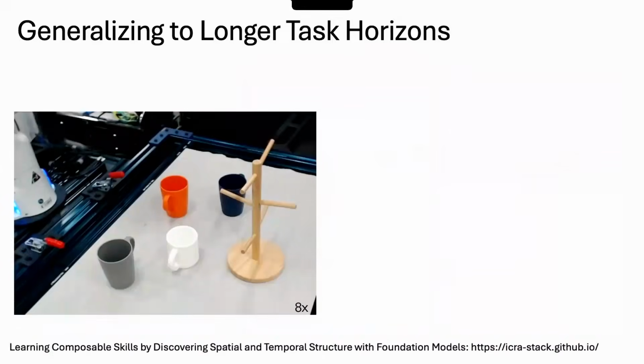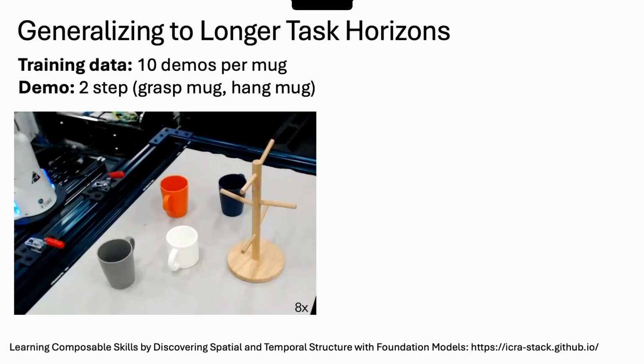Here is an extended version of the mug tree hanging experiment that we see in the very beginning of the talk. So here we're collecting some data to hang different kinds of mugs onto this mug tree. And then we have 10 demonstrations per mug. But for each demonstration, you only hang one of the mugs.